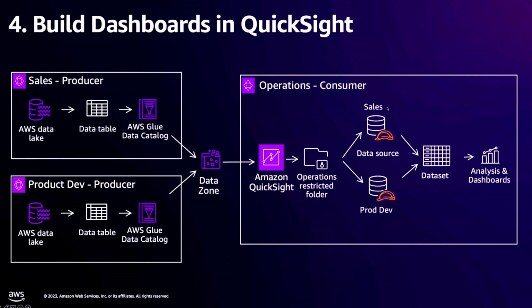And so here you can see this is the structure now. QuickSight looks a little different now for our consumer. So for our operations team, we can see we have these restricted folders, if you guys remember me mentioning this earlier. And in it, we have our production development. So we have our sales data and our product data. And then in here, we're now able to create different visualizations, so our different analyses and dashboards. So next, we're going to go into building out these pieces.